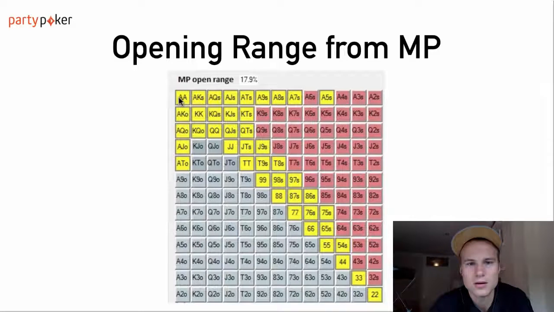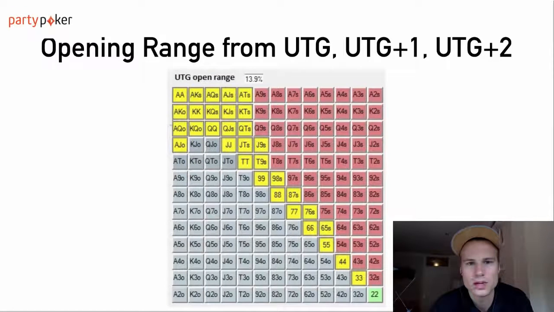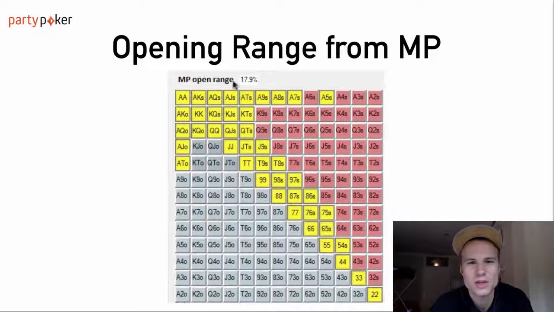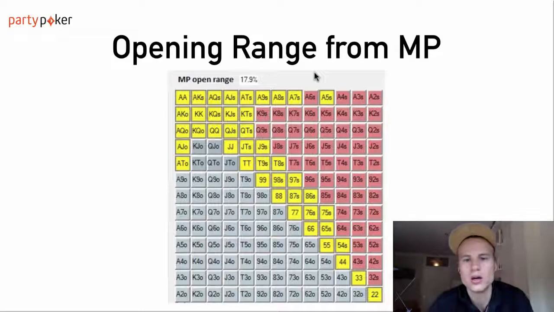Value hands are pocket aces down to pocket deuces, ace-king offsuit down to ace-10 offsuit, so we add another ace here compared to the under the gun range. We also add some more suited aces. We skip ace-6 suited as this is the worst suited ace since you can't really get as many straights.